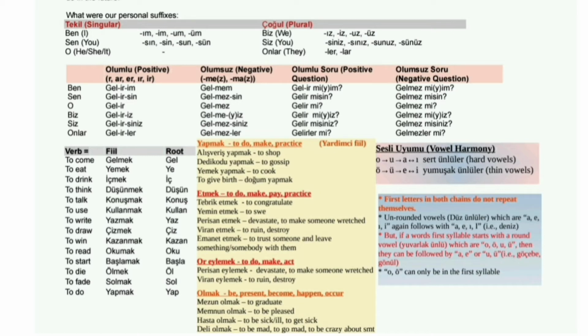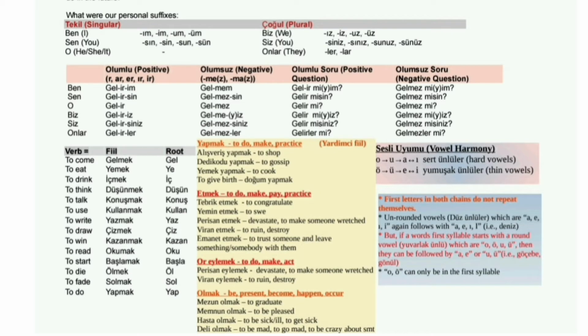So let's continue with positive question. Olumlu soru. So we need to have our question word, question suffix, mi. So where are we going to add it though? Let's take our positive verb in this tense, present simple tense. Gelirim, for example, for ben. Just remove im, which is our personal suffix. Now we've got only gelir. Now we can add mi, and then our personal suffix.